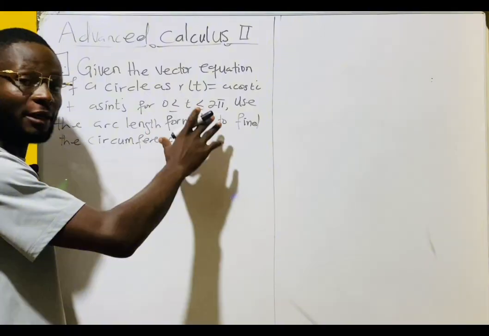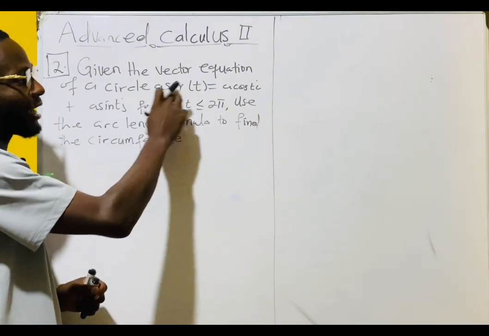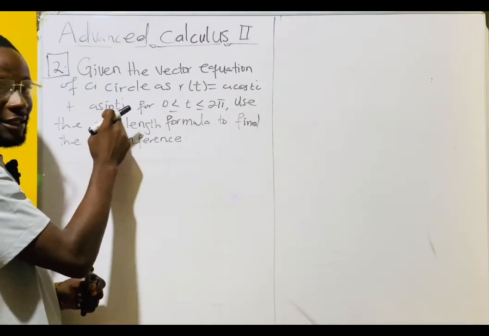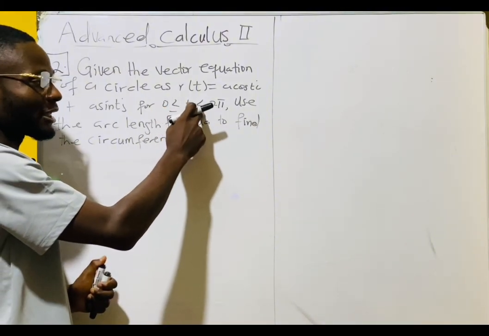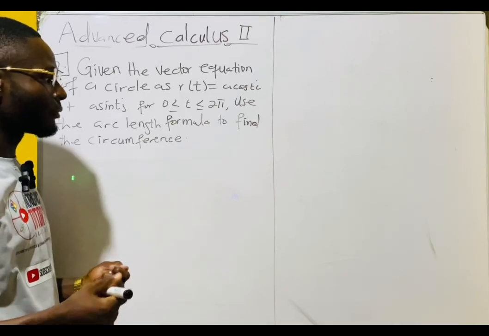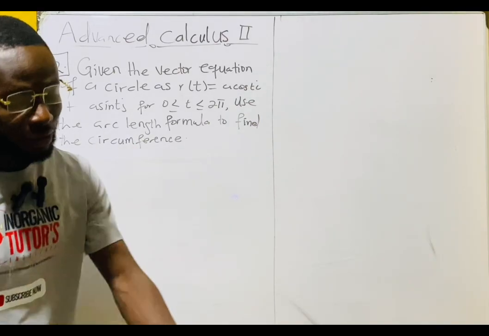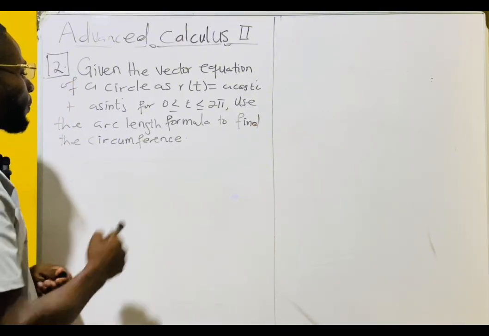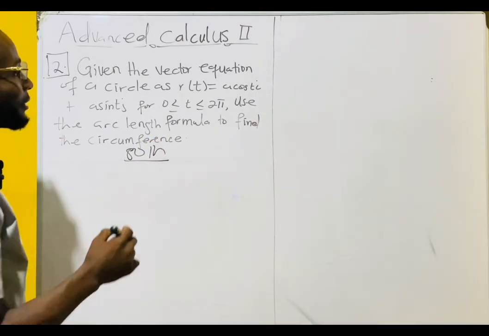Okay, so with question number 2, we are given the vector equation of a circle as r of t equals a cos t i plus a sin t j for 0 less than or equal to t less than or equal to 2 pi. And we want to use the arc length formula to find the circumference of this particular circle.